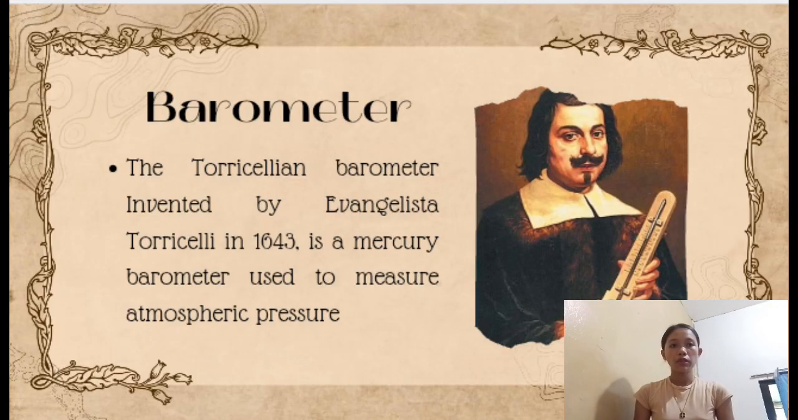The mercury barometer is also known as the Torricellian barometer, which was invented by the Italian physicist and mathematician Evangelista Torricelli in 1643. He measured atmospheric pressure using a mercury barometer, which shows that if the atmospheric pressure is high, the mercury column rises, which indicates good weather. Meanwhile, if the atmospheric pressure is low, the mercury column descends, which indicates weather changes like an upcoming storm.